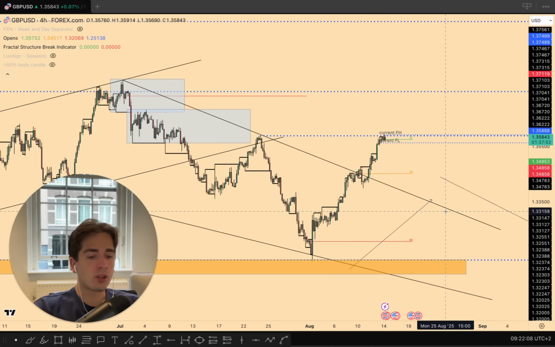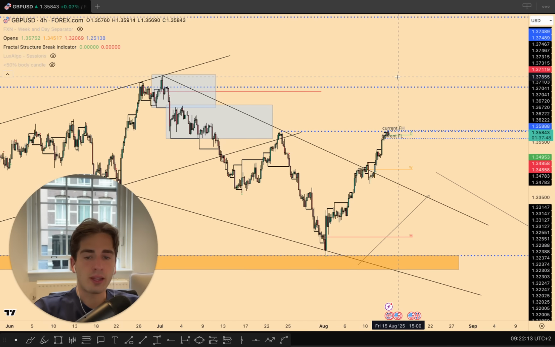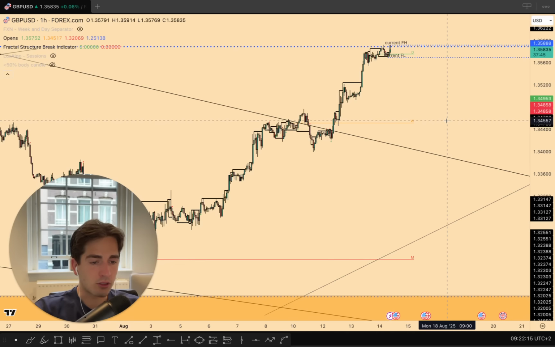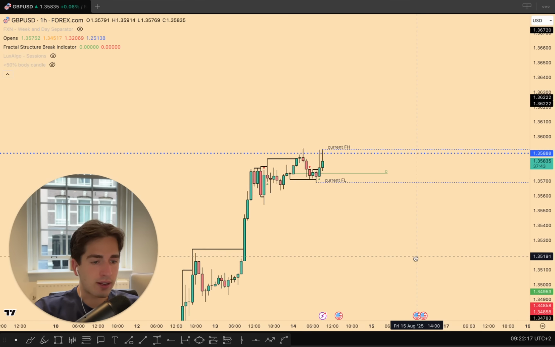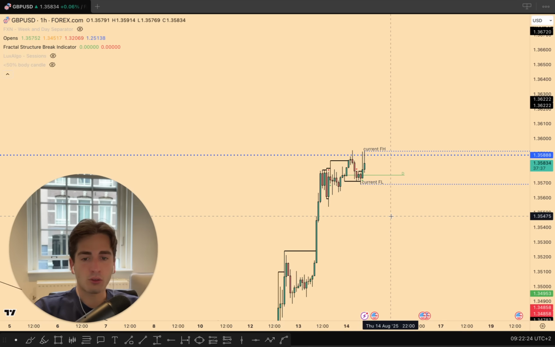I'll be monitoring the lower time frame. For me, yeah, after taking out this liquidity high, there's now potential for that deeper retracement. So keep an eye on the 1-hour time frame as well. Can we get that 1-hour fractal break towards the downside? We now come back up, grab the internal liquidity, so now just waiting for the current fractal low to break.